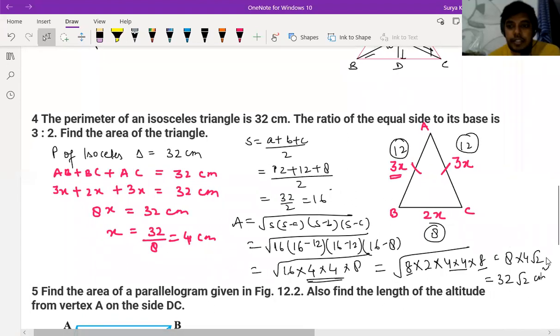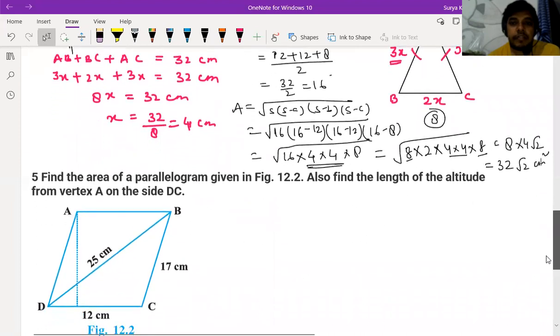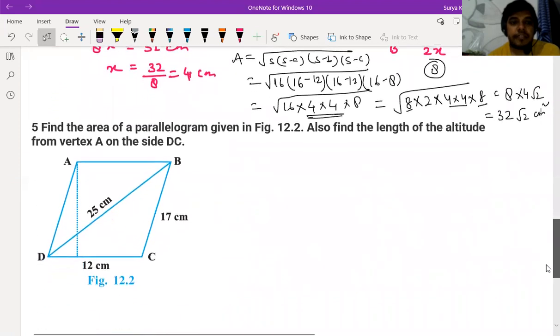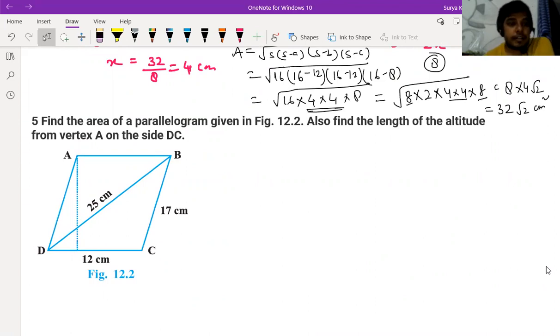Now the next question. See the parallelogram given over here. Find the area of the parallelogram given in figure 12.2. Also find the length of the altitude from vertex A on side DC. What do you have to find? The length of the altitude from vertex A.